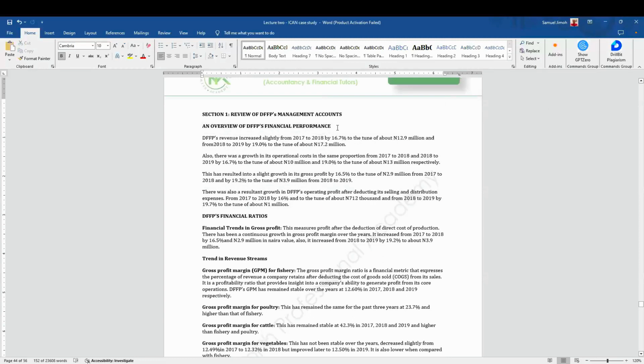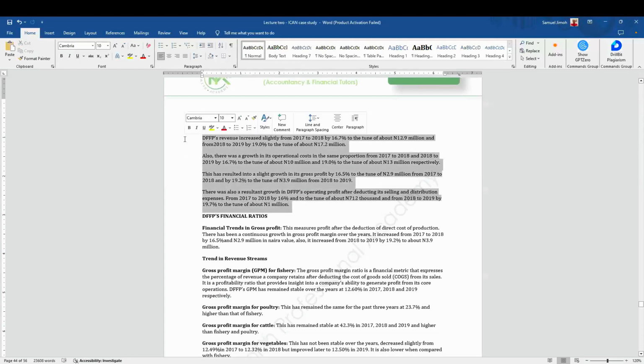Remember I also told you that this looks more like an introduction. You can put introduction, so it depends. Highlights of DFFP's financial performance. Those are the various headlines that you can use. Then the first thing I did here, and remember that for you to score 4 marks under the use of data and information, you are supposed to make 4 points. And you can see that these are 4 points.